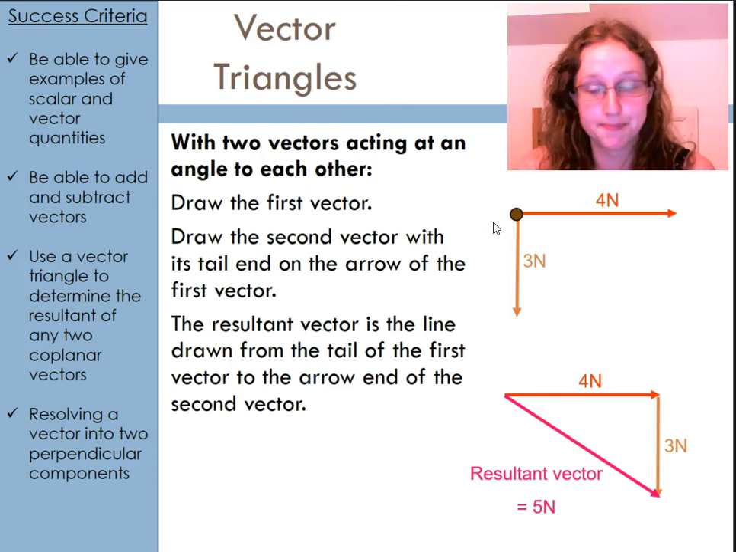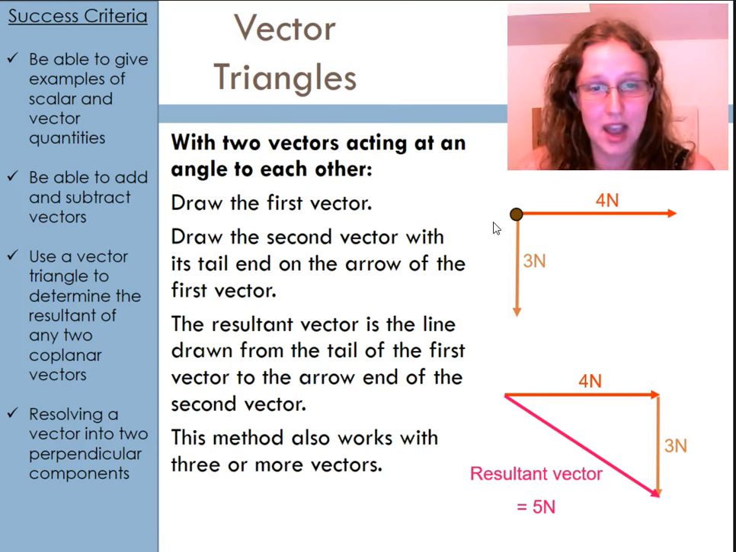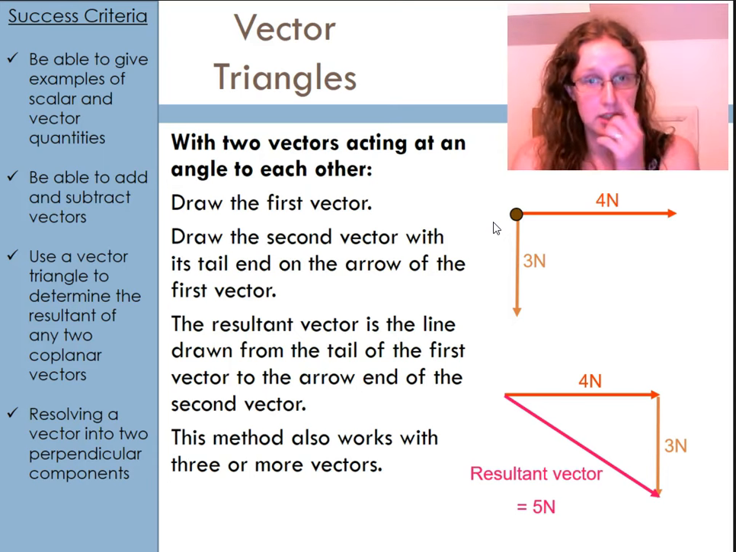So that's how we combine them. So that is adding them together. I can also do this with more vectors, by the way. I could add like 30 vectors if I really wanted, just put them one end to the other, and then just draw from the beginning of the first one to the end of the last one, and that would be my resultant. So it's quite a useful thing.